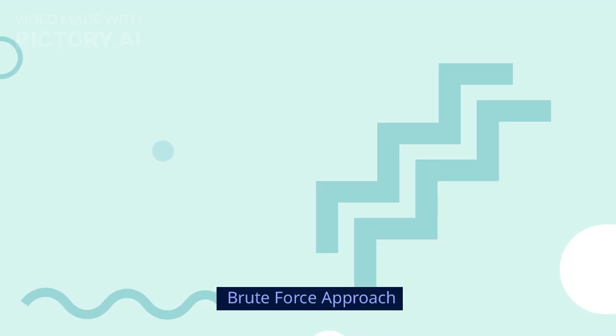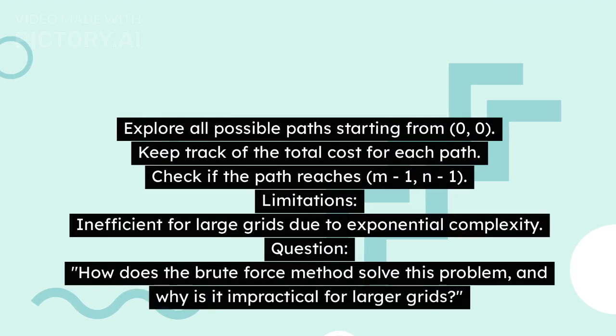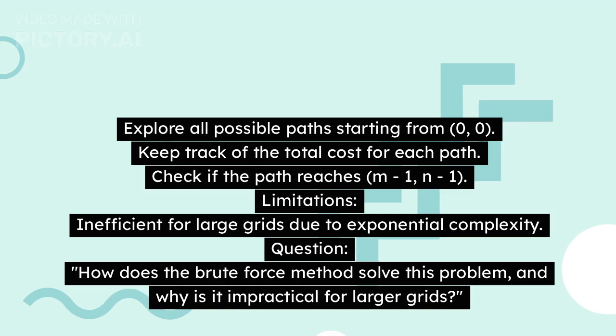Brute force approach. Explore all possible paths starting from 0, 0. Keep track of the total cost for each path. Check if the path reaches M-1, N-1. Inefficient for large grids due to exponential complexity. Question: how does the brute force method solve this problem, and why is it impractical for larger grids?